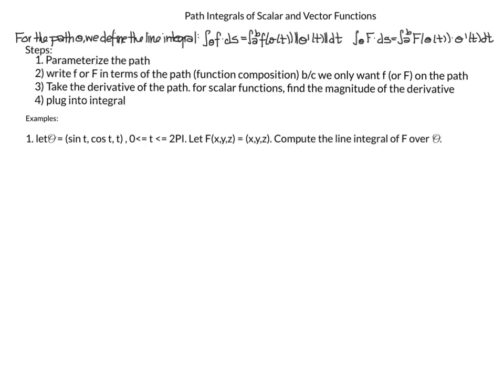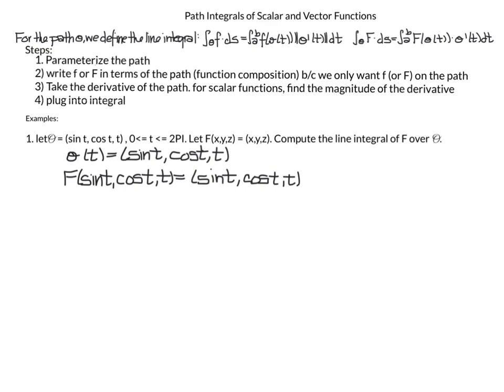Next, I have 5 examples for you, starting with this one here, where sigma is equal to sine t, cosine t, and t. That's the helix, right? It's a circle, but as t goes, it moves up. And then t goes from 0 to 2 pi. And our f is just our radial vector field, so f of x, y, z is just the vector x, y, z.